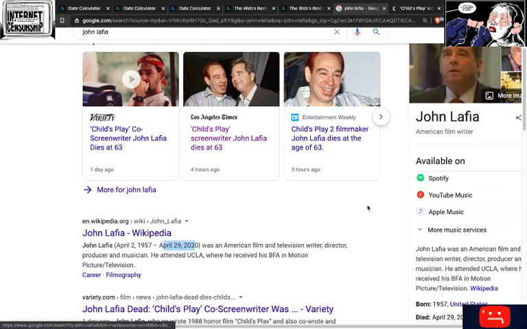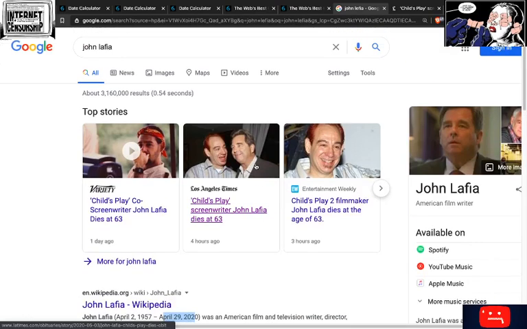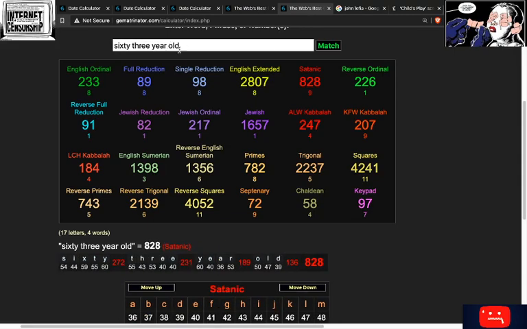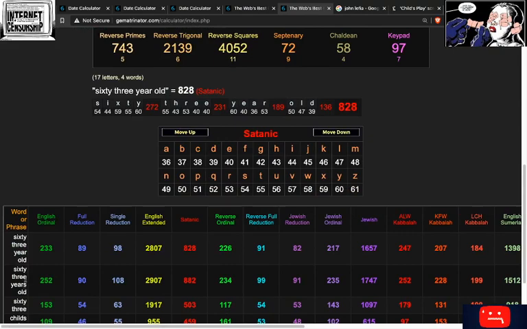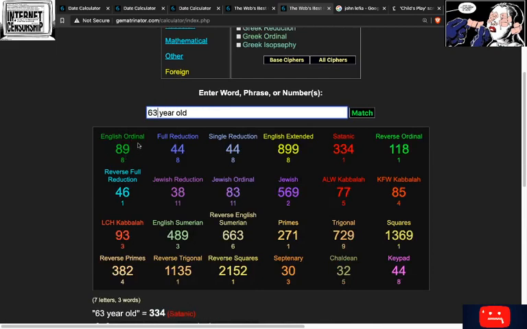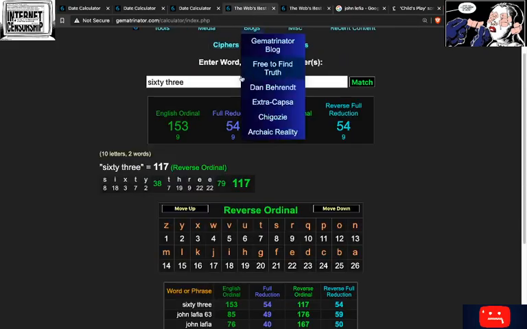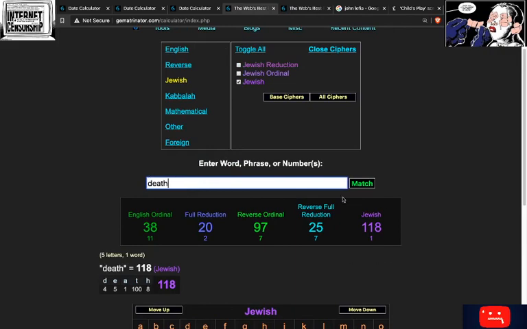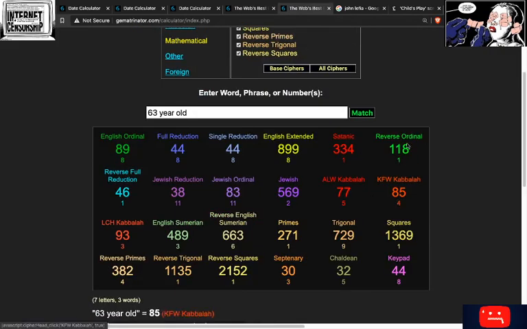Let me see. So we talked about his date. Oh yeah, getting back to spelling out his age and all this. 63. I'm spelling it over here. 63-year-old. Did I put 63 years old? Sometimes taking away a letter yields a different set of numbers. There's the 89, the 46, the 44, 38, like murder. Okay. 118, like death, in the Jewish cipher. 118. Just click this open. All right. D-E-A-T-H, death. 118, there you go. So there's that. 63-year-old when you spell it out with numbers and letters.